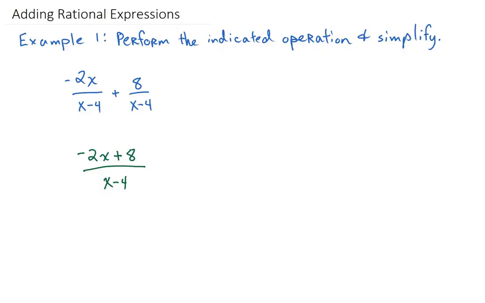I want to key you into the directions here. Perform the indicated operation. We've talked about that before, that's just where you have to decide what operation's being asked of you. Here, the indicated operation is addition. The more important thing I want to key you into is and simplify. So once you do the addition, then you need to simplify it. And this goes back to the first thing we covered with rational expressions, simplifying rational expressions. So that's what that's referring to.